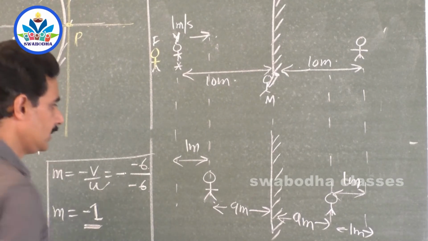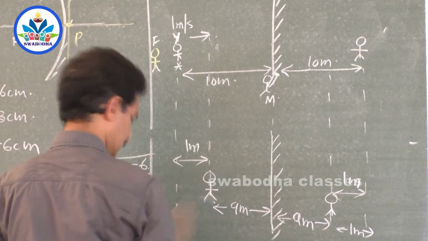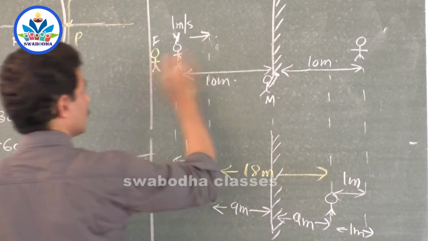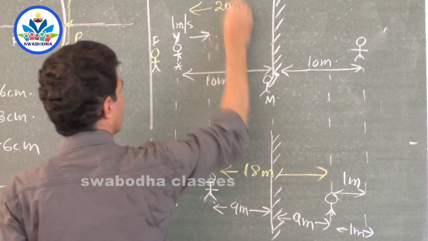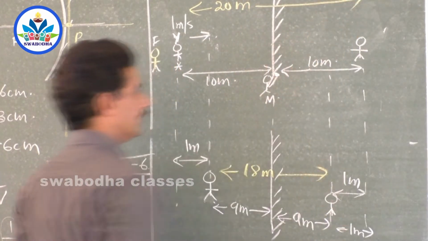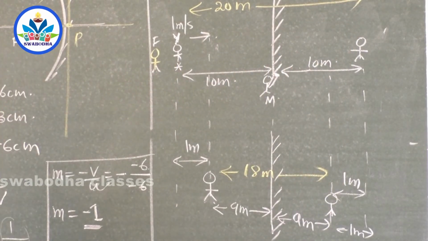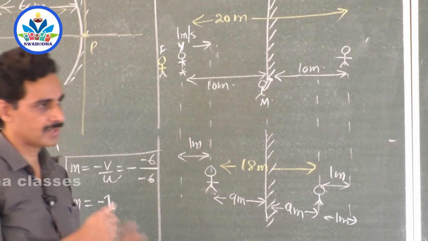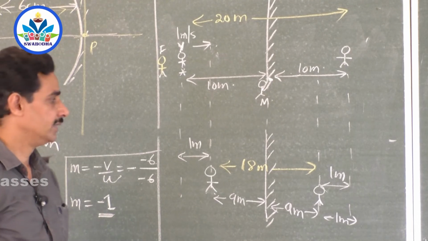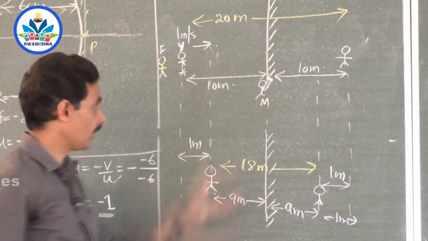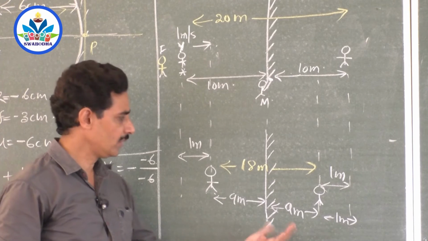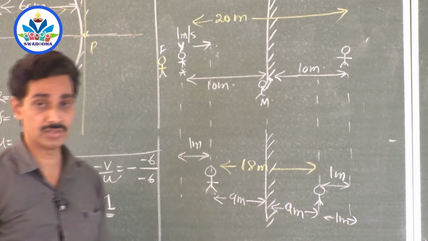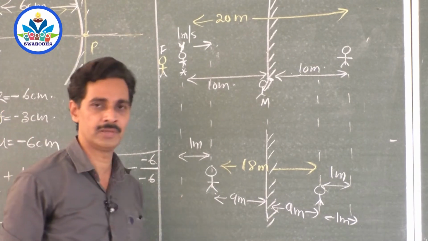So the new distance between me and the image is 18 meters. Last time it was 20 meters. If I look at my image, the distance has decreased by 2 meters. So if you look into your image and run towards the mirror, then you will find that in 1 second, all these stories happened. In 1 second, the image has moved by 2 meters with respect to you. It is not by 1 meter, because you have also moved by 1 meter.